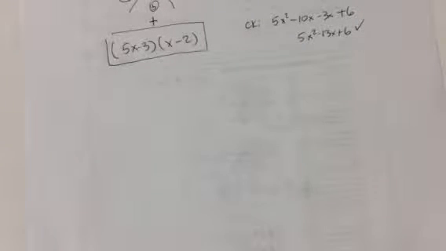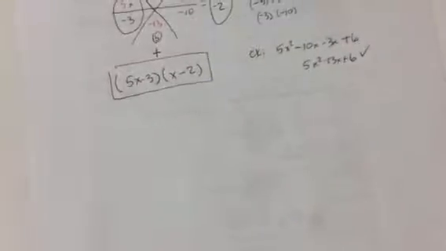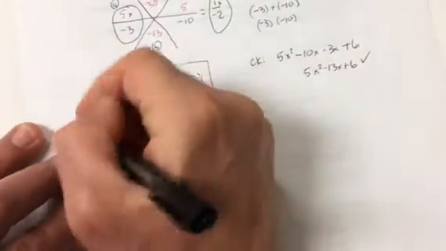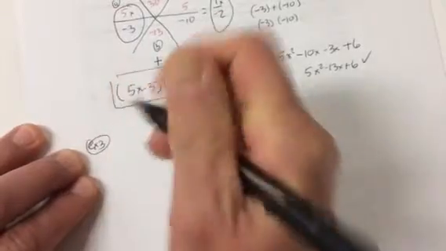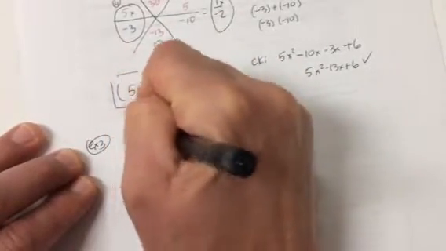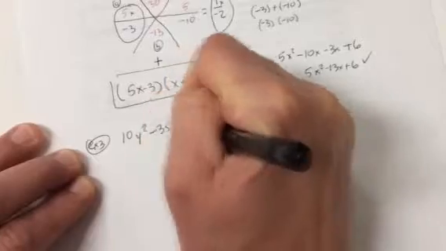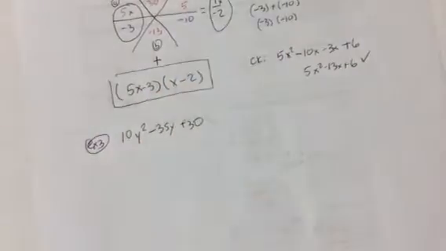Okay, let's finish these. We have two more problems to do. Second part of the video for the star method. So let's go and do example 3. In example 3, we're going to do 10y squared minus 35y plus 30.